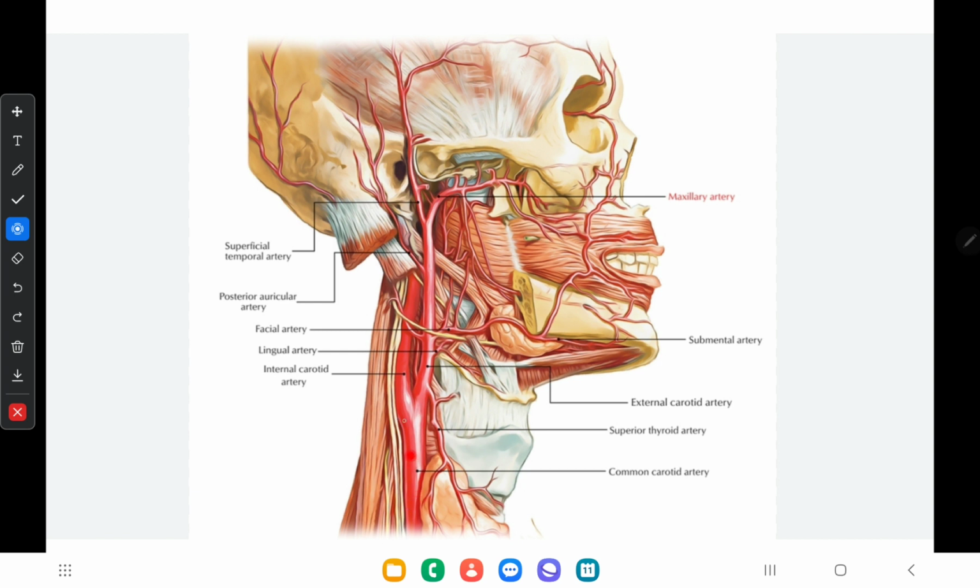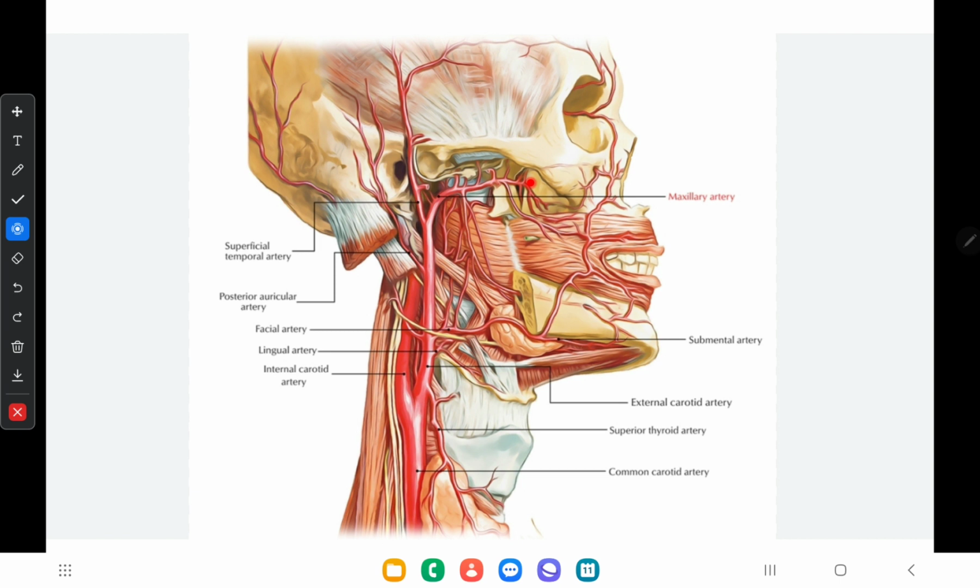So here you can see the common carotid artery. It divides into two, the external carotid artery and the internal carotid artery, at the level of the upper border of the thyroid cartilage, and it ends in the substance of the parotid gland behind the neck of the mandible by dividing into two divisions, the maxillary artery and the superficial temporal artery. Out of the two terminal branches, the maxillary artery is the largest. You can see this is the maxillary artery.